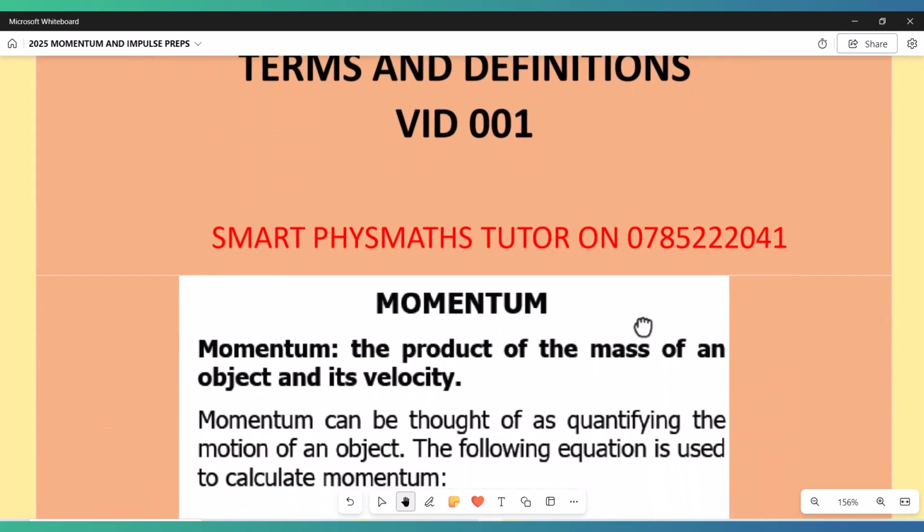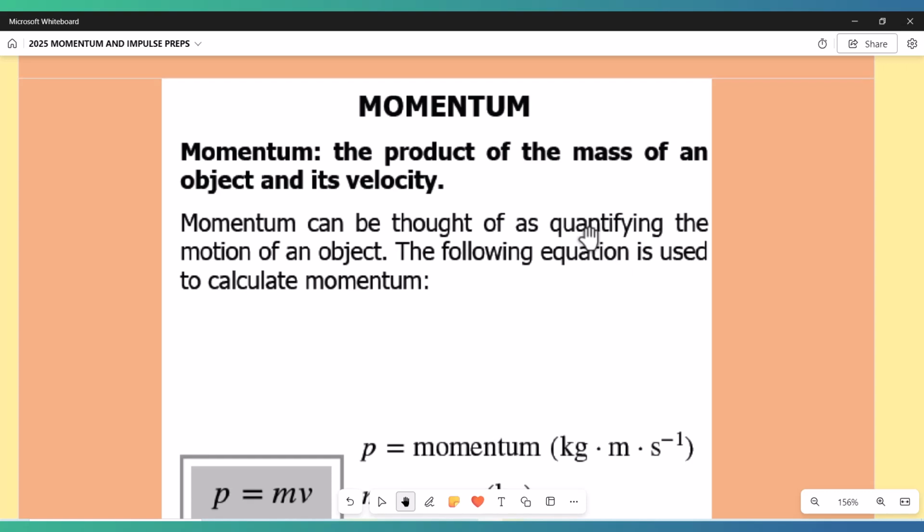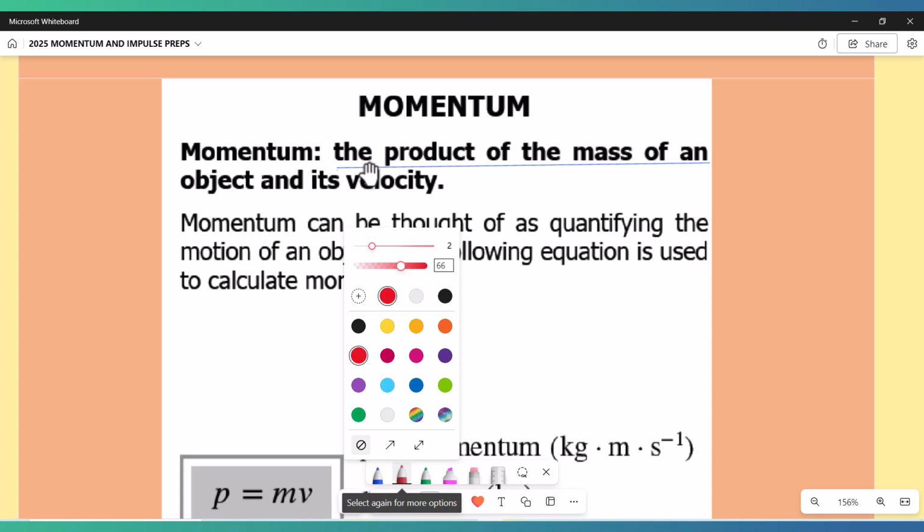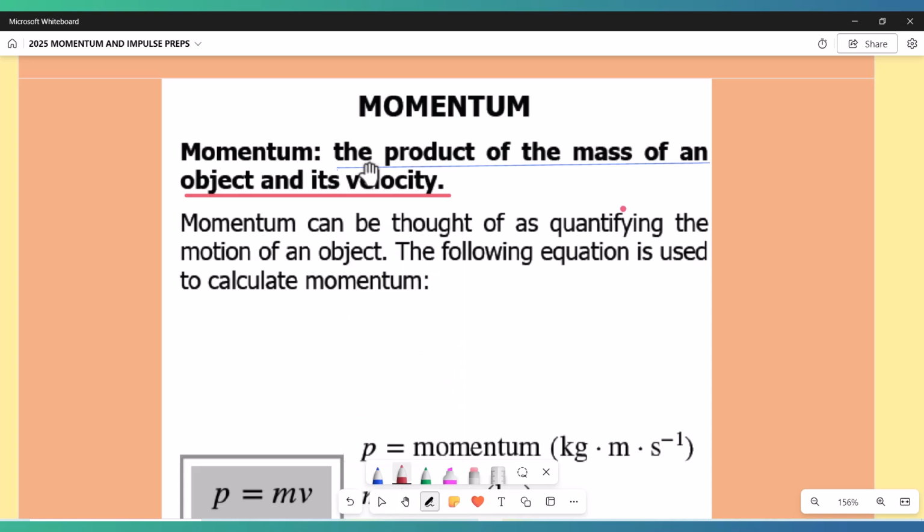Now this momentum. What's momentum? Momentum is defined as the product of the mass of an object and its velocity. Let me get a red color here. Momentum is the product of mass of an object and its velocity. So when you multiply the mass times velocity, what you get is called the momentum.